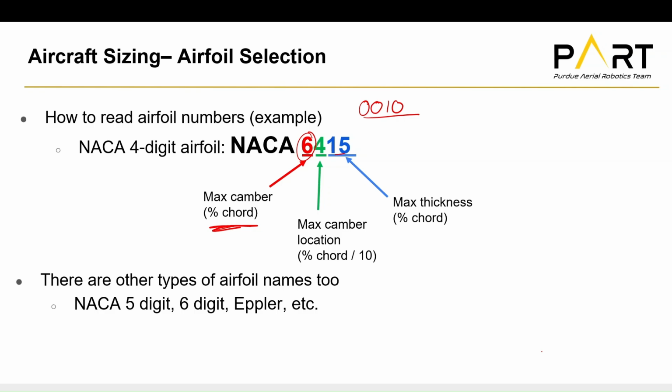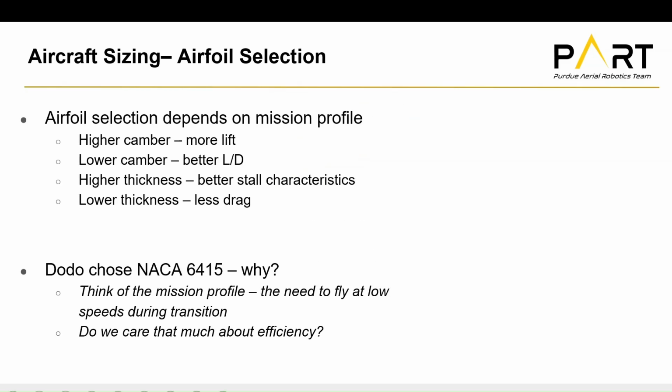Okay, it's all dependent on the chord. Okay, all right, moving on. Airfoil selection depends on mission profile. Higher camber means more lift. I went over this in the first one again, all right?